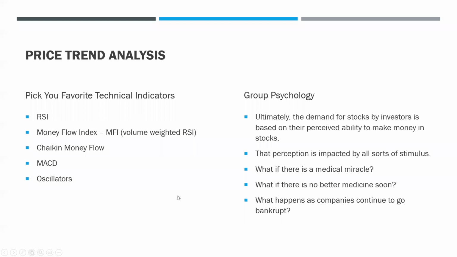So what does the price trend analysis say? Well, pick your favorite technical indicators. I like relative strength index, money flow index, Chaikin money flow, MACD, some oscillators, and what I don't have on here is institutional bias. And when the institutions are negative, you probably ought to be real careful if the stock market's still going up.